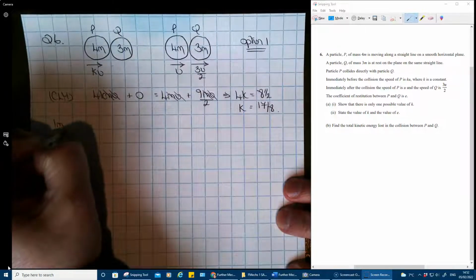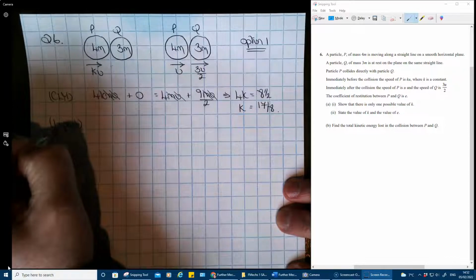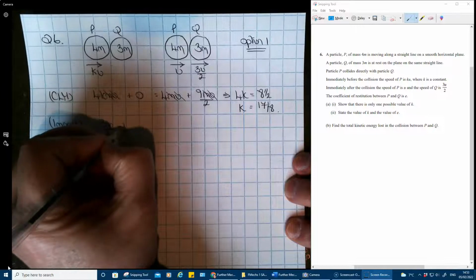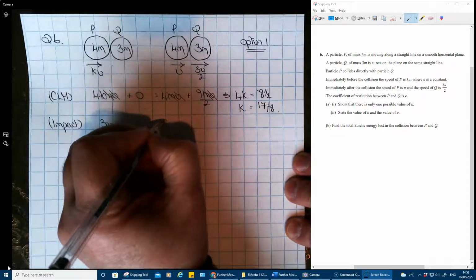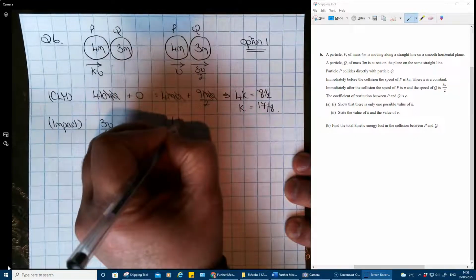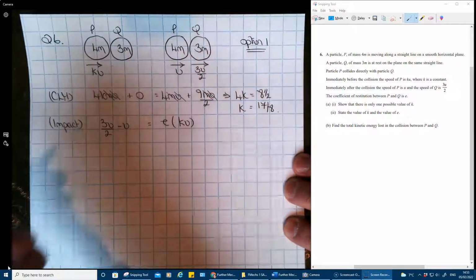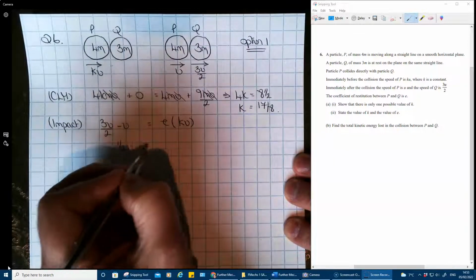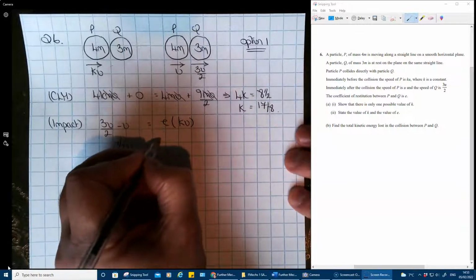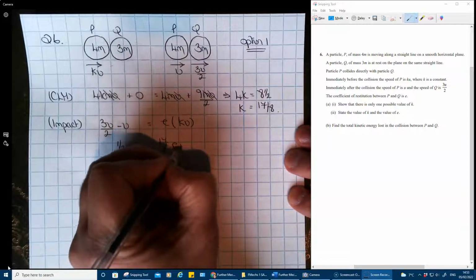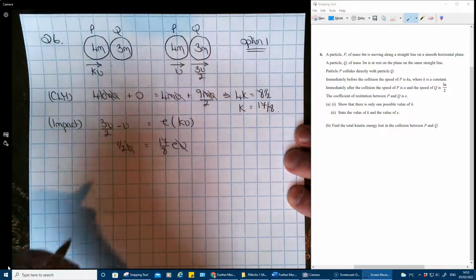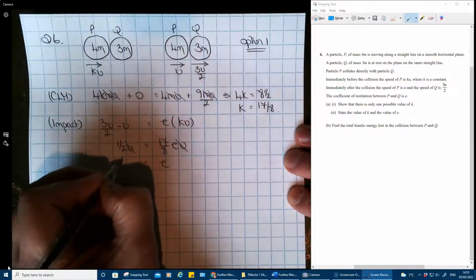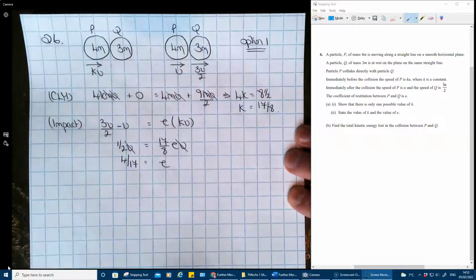And the impact law, we've got speed of separation is e times the speed of approach. So that's got half u. We know k is 17 over 8. Cancel the u's, and we get e equals 4 over 17.